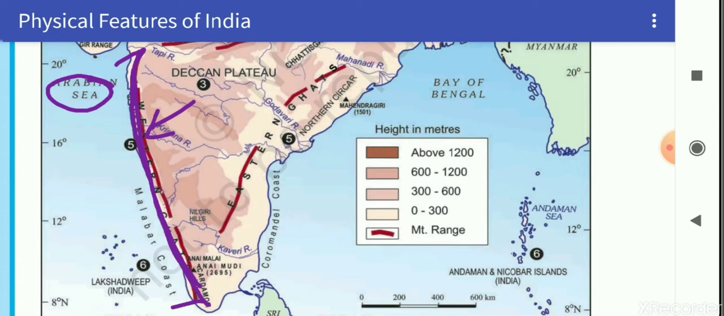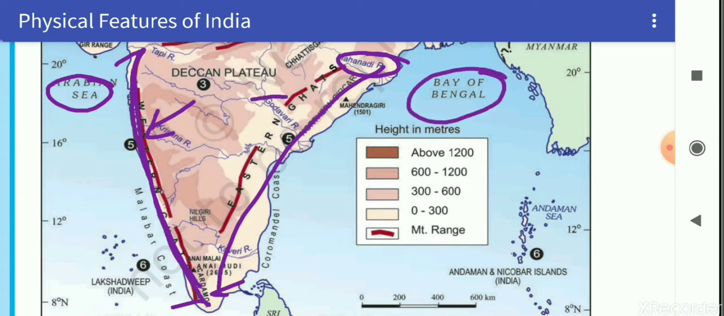In the same manner we can also show the extension of the eastern coastal plain. Here the eastern coastal plain starts from the Mahanadi Delta to Kanyakumari. So this is the total extension, and in other words, it lies between the Bay of Bengal and the Eastern Ghat. So this is the other way of speaking the extension of the eastern coastal plain.